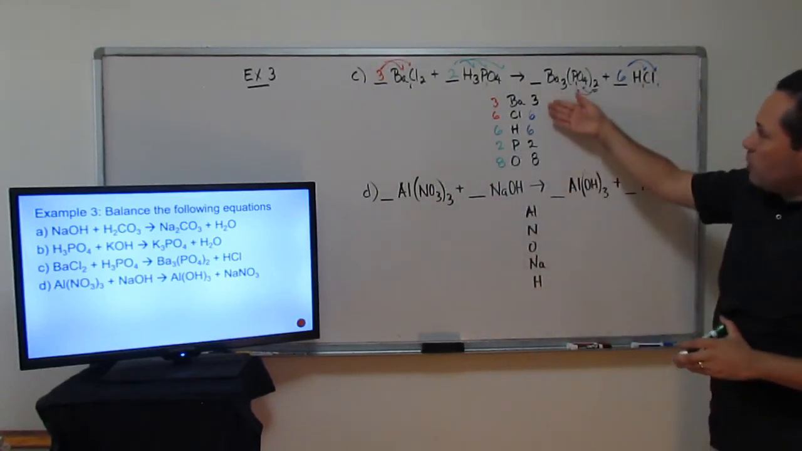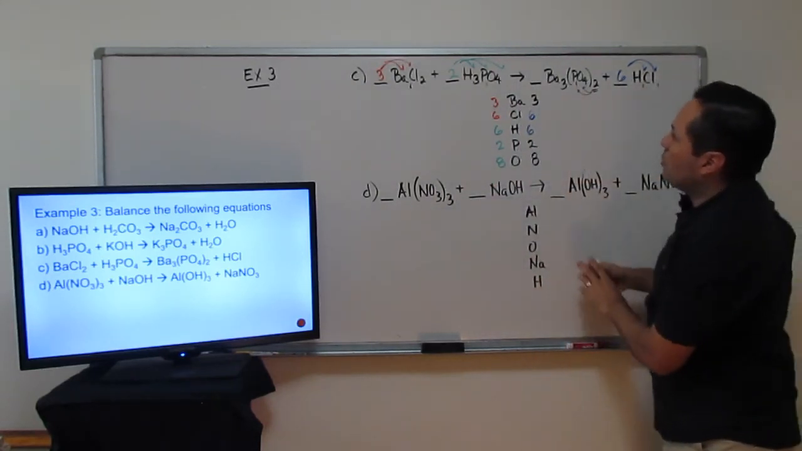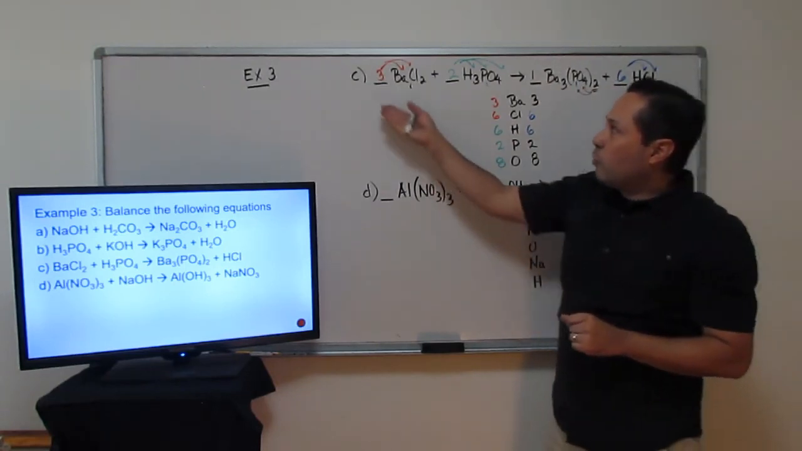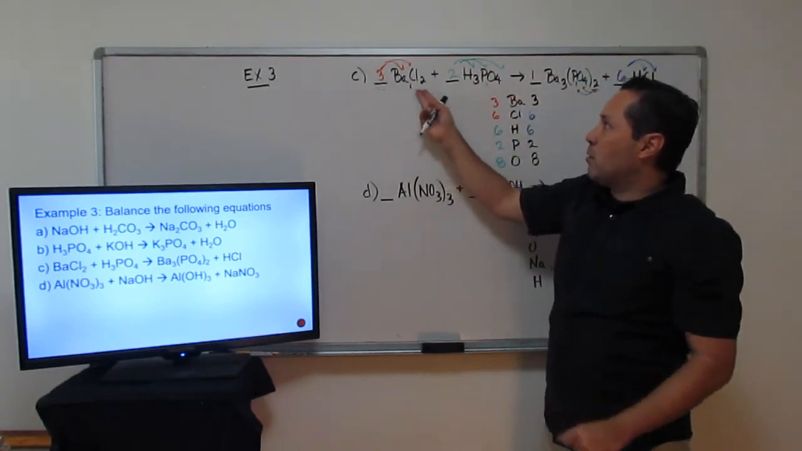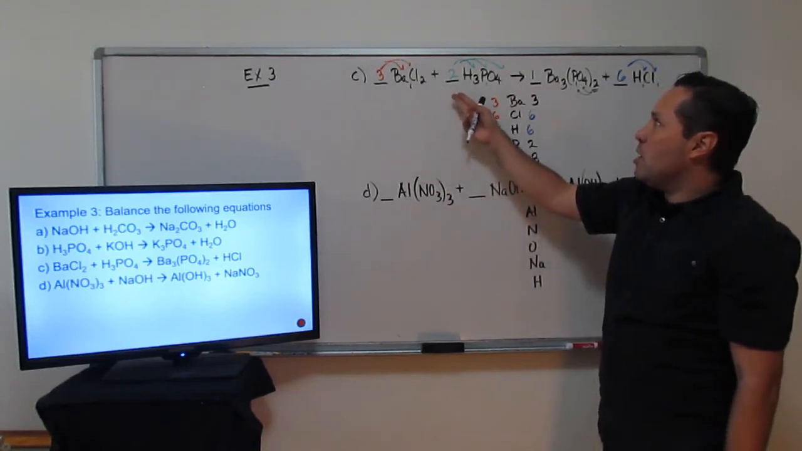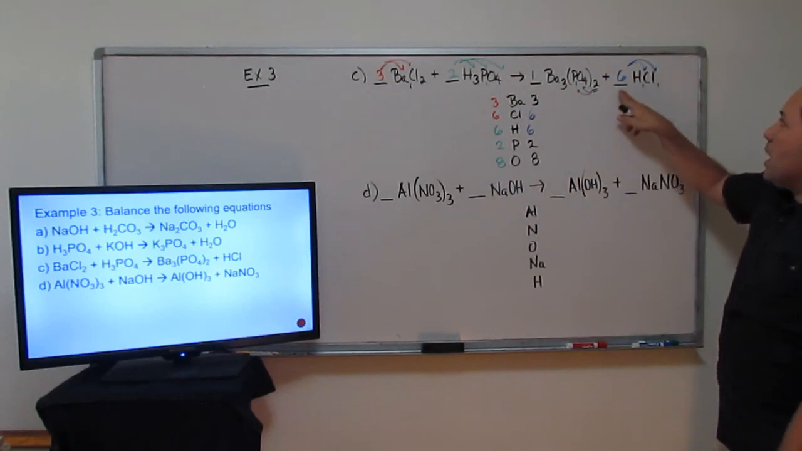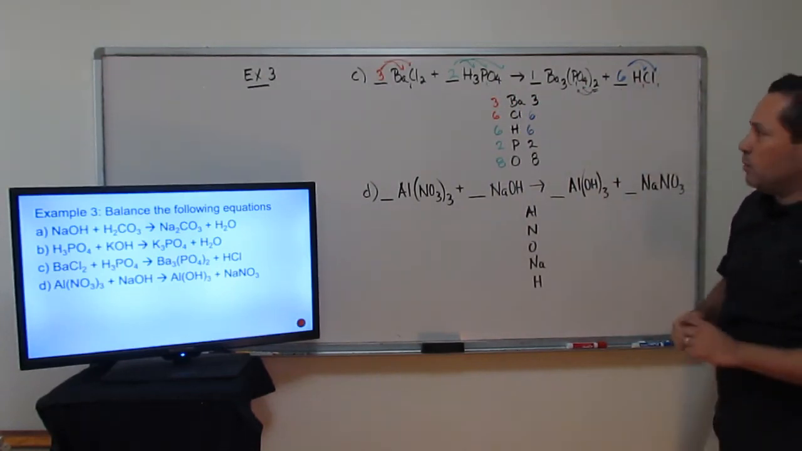Alright, so there we go. Every single number is balanced. So 1 right here. If it's blank, put a 1. So for a balanced reaction, for every 3 barium chlorides, you need to react it with 2 hydrogen phosphates that will yield 1 molecule of barium phosphate and 6 molecules of hydrogen chloride.